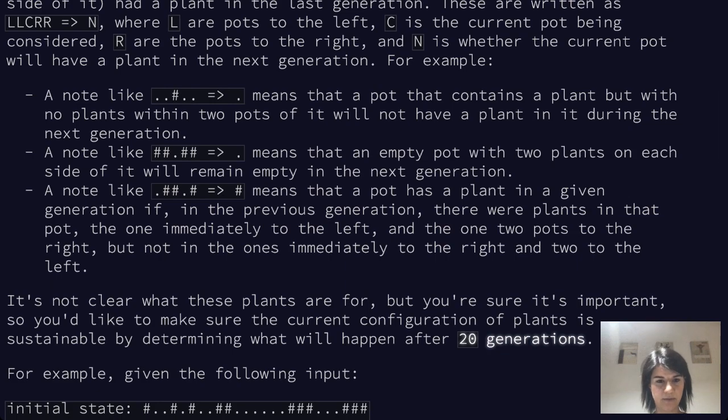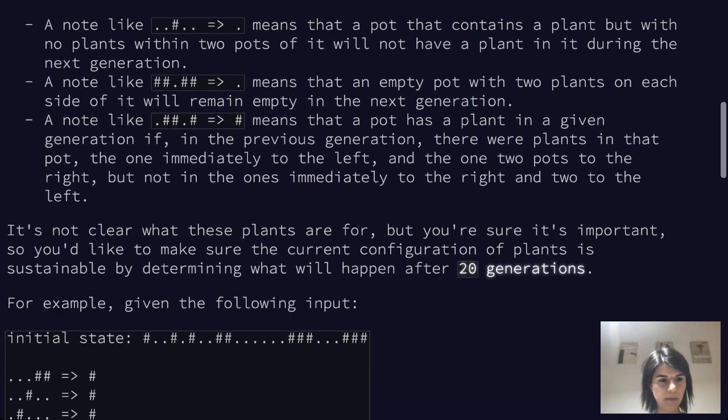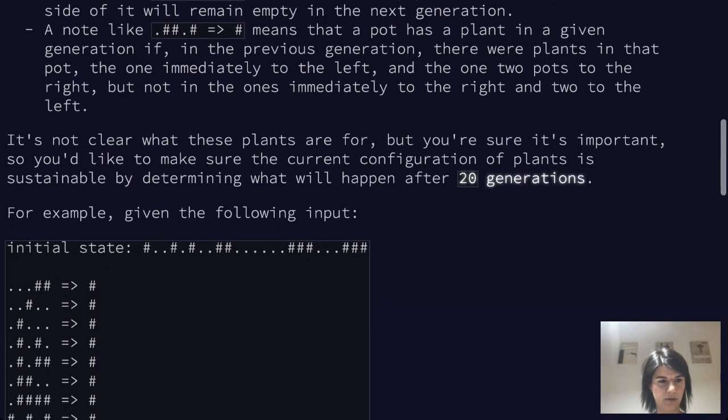It's not clear what these plants are for, but you're sure it's important. So you'd like to make sure the current configuration of plants is sustainable by determining what will happen after 20 generations. Instructions are a little confusing at first. It took me a few minutes to understand the problem. Yeah, I'm still in the reading phase. Okay, so we have 20 generations.